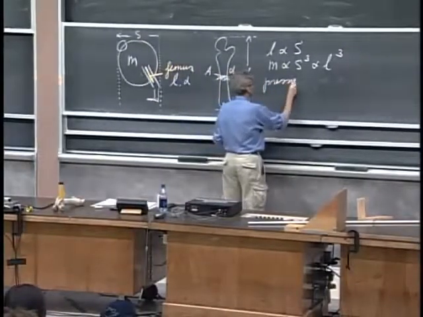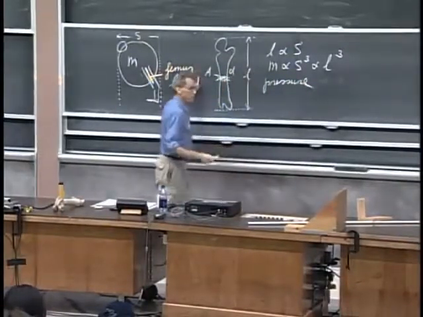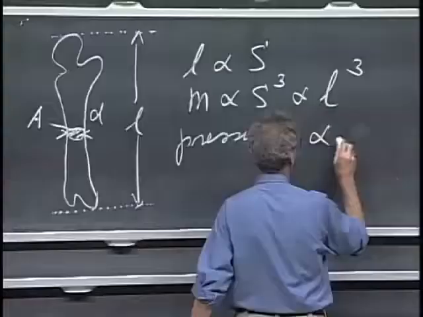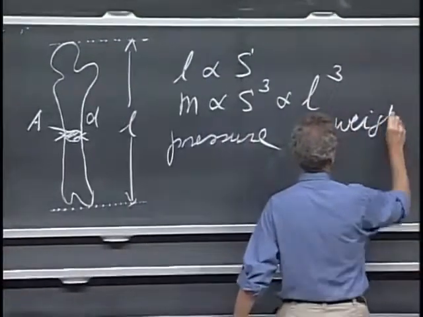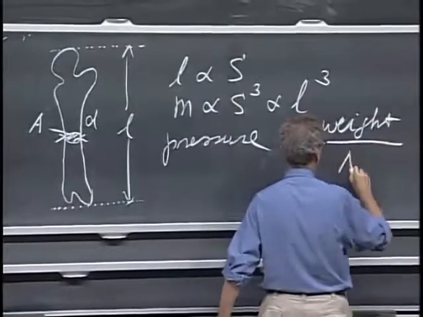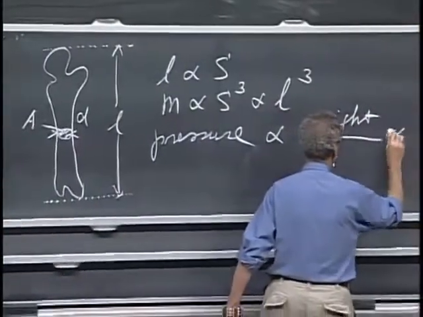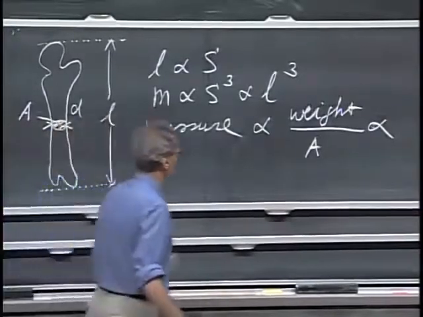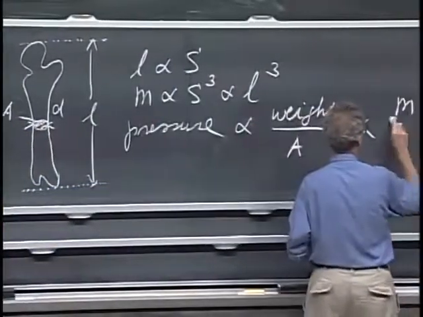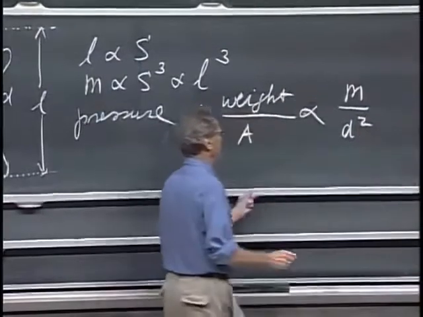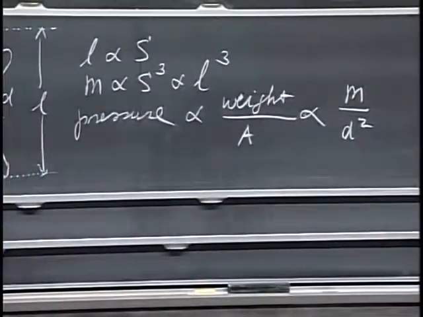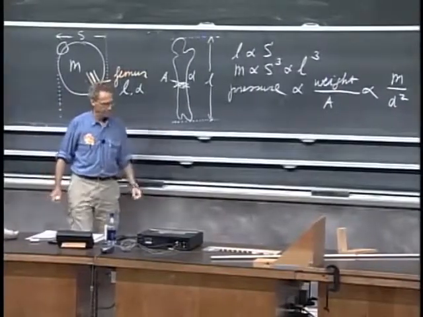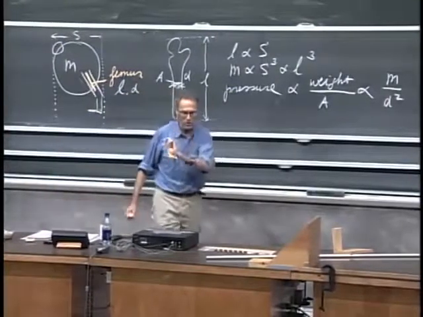Pressure on the femur is proportional to the weight of the animal divided by the cross-section A of the femur. That's what pressure is. And that is proportional to the mass of the animal divided by d squared, because we want the area here. It's proportional to d squared. Now follow me closely.